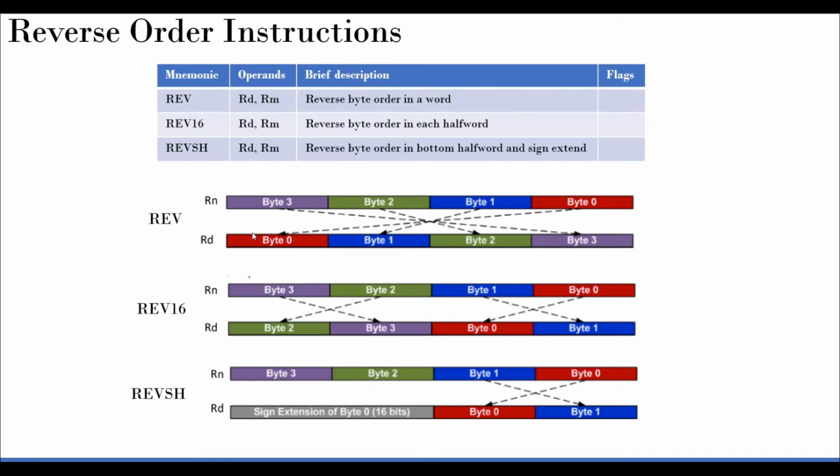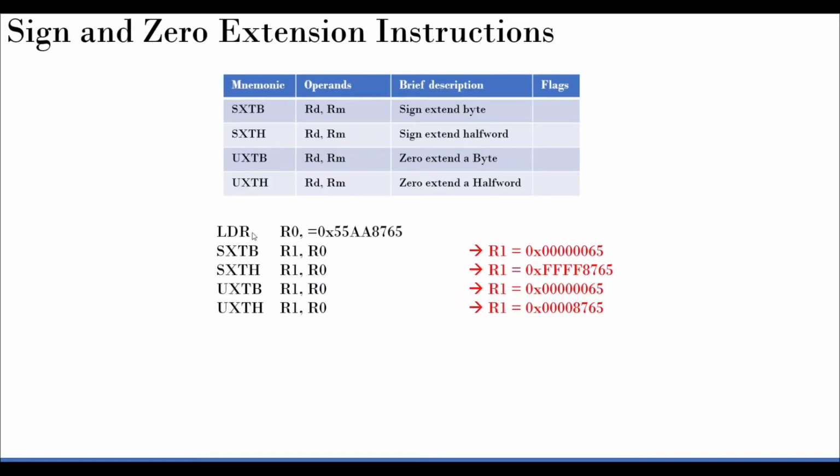The next set of instructions is the sign and zero extension. As the name suggests, it is just to extend some values. So we'll take this example rather than going into the explanation, which you could refer to in the document and learn by yourself. Let's say R0 is loaded with this particular value. Now you are doing SXTB R1, R0. This literally means sign extend the byte.